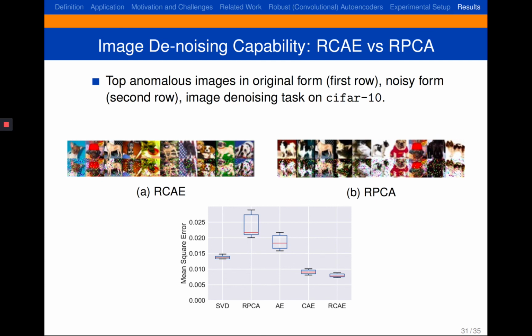We also applied the technique to image denoising to evaluate the image denoising capability. The top anomalous images in the original form are in the first row, and the noisy images are shown in the second row. The image denoising task was applied on the CIFAR dataset, and the comparison of the RCAE, the robust convolution autoencoder, and the robust PCA version with respect to the mean square error is shown in the chart below. We could see that the RCAE has significantly lesser mean square error, demonstrating its higher capability of performing the denoising of images.